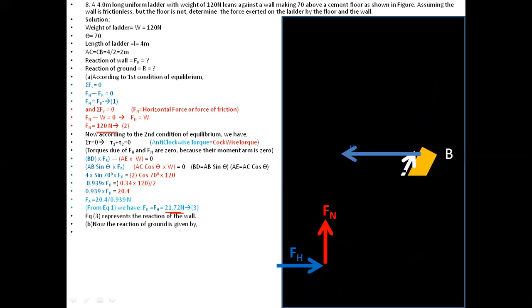Now we are going to calculate the resultant force by the ground and by the ladder on each other, representing the reaction of the wall. Now the reaction by the ground is given by the total force, which is FH and FN. So we have the values of FH and FN, and we have to find the resultant. R is equal to the square root of FH squared plus FN squared.